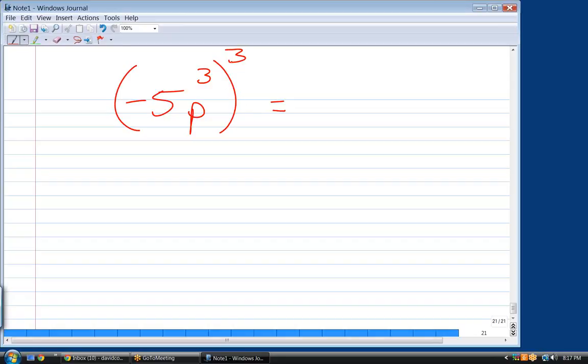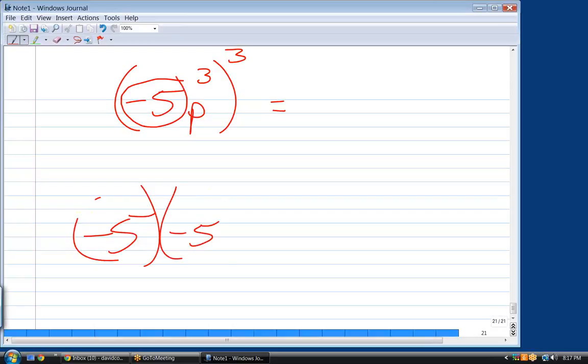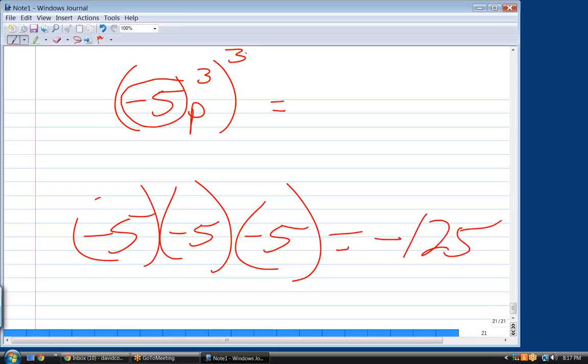Gotcha. So first of all, this 3 up here applies to everything in the parentheses. So what is minus 5 to the third power? We'll take the number part first. What's minus 5 times minus 5 times minus 5? Would it be positive? No, negative 125. Exactly. So that part is negative 125.